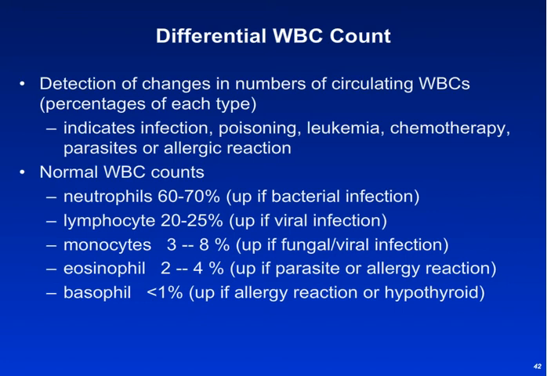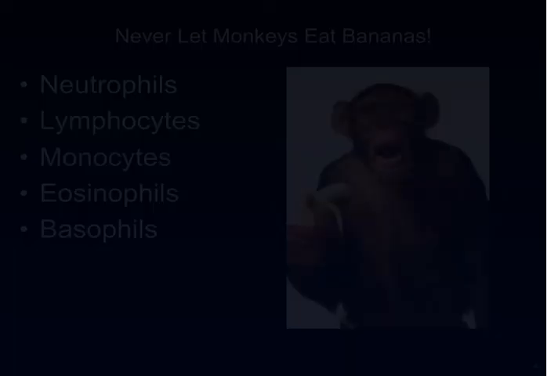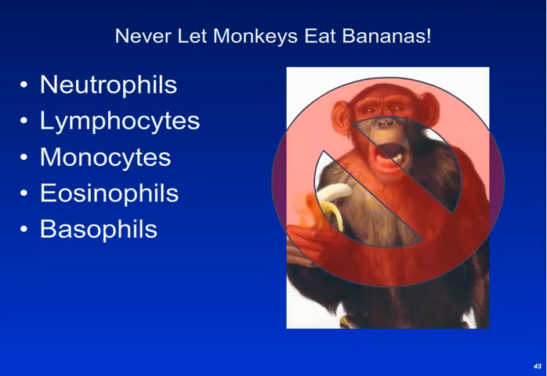In case you're wondering, yes, I will expect you to know which leukocytes are most abundant and which are least abundant for the exam. If that seems like a daunting task, have no fear. There's a long-standing mnemonic device that can help you to remember the order of the leukocytes. And that mnemonic device is, never let monkeys eat bananas.